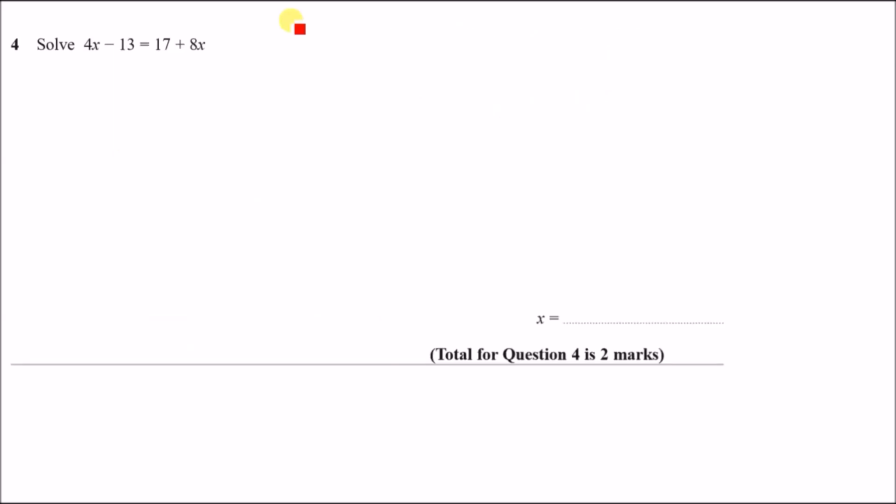All right, so this is easily one of my favorites. Now we need to solve this equation here. To solve any equation, the rule is get all your x's on the left and all your non-x's on the right. So looking at this for a second, we've got 4x on the left and plus 8x on the right. To move plus 8x across the equal sign, you get minus 8x. So it's going to be 4x minus 8x. And to move minus 13 across is going to be a plus 13. So we're going to have 17 plus 13 on the right.